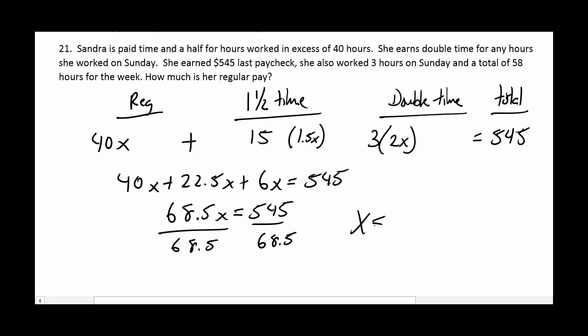Alright, so 545 divided by 68.5. And I get 7.9. There's actually several decimals here, but honestly I just made up a number, so I didn't promise it was pretty. So we get 7.96. So she's making 7.96 bucks an hour. Doesn't have to be realistic, but according to the numbers, that's what she's getting paid.